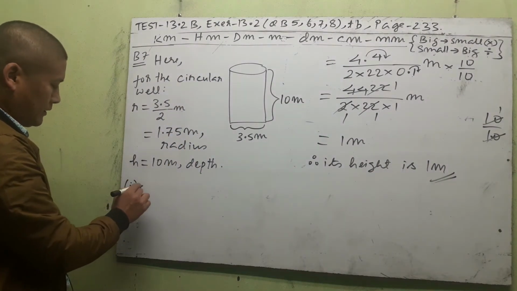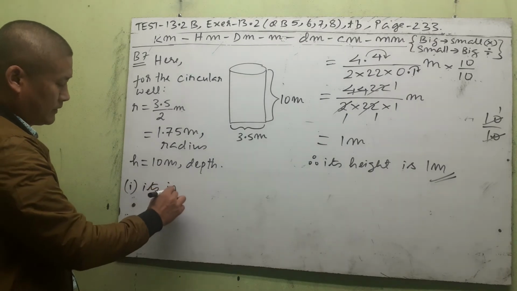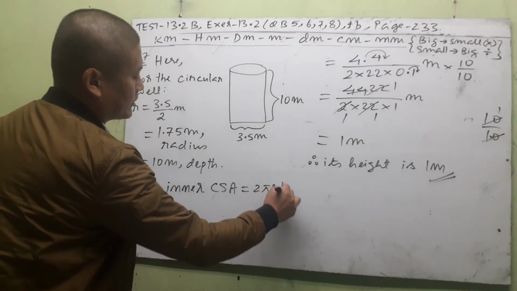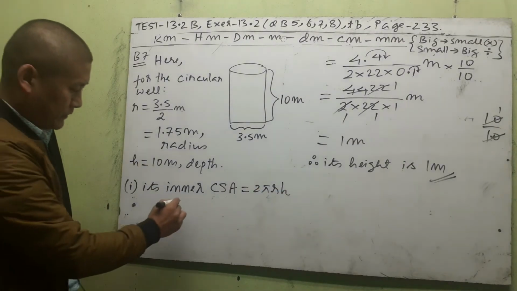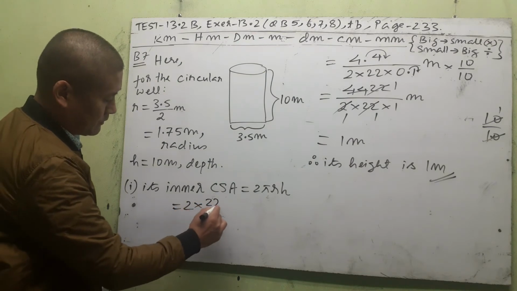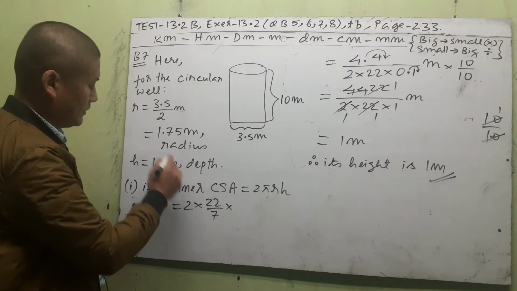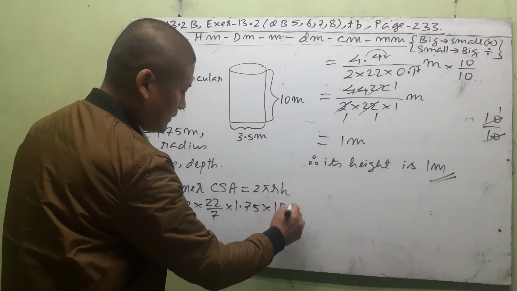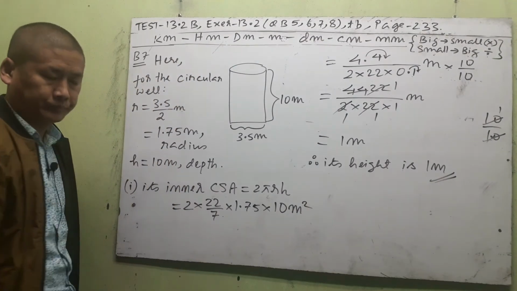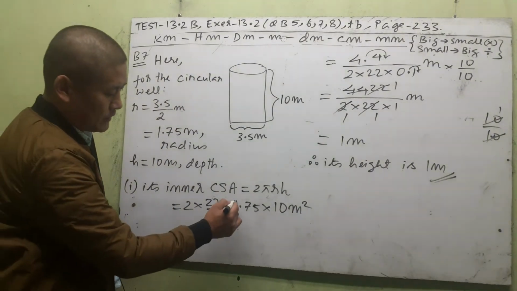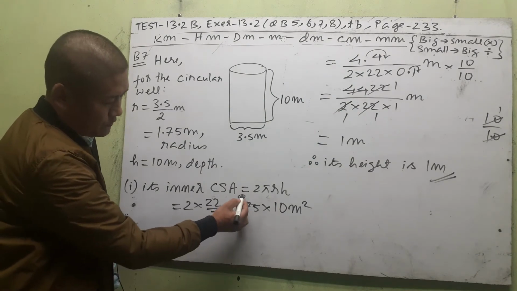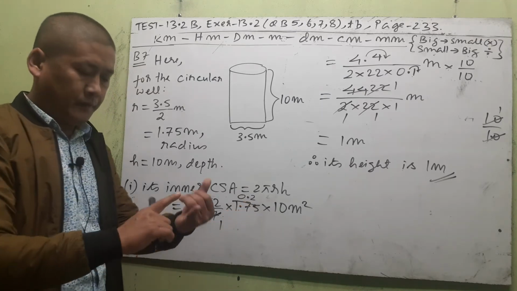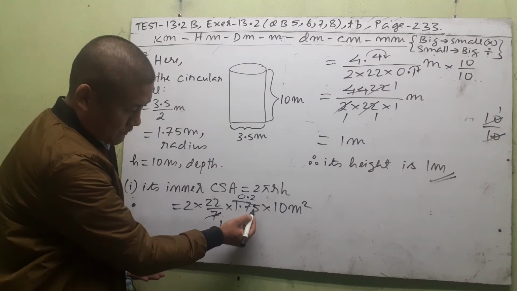So, therefore, its inner curved surface area will be equal to the formula 2 pi r h, the formula for the curved surface area of a cylinder. So 2 into pi, which is 22 by 7, into r here, 1.75, into h here, 10, and area means meter square. So 7 ones are 7, we can cancel. 1 is less than 7, so we'll put 0 first, point. Then 17: 7 twos are 14, 15, 16, 17. So 3 remain there. The 3 goes to the left of 5, 35.